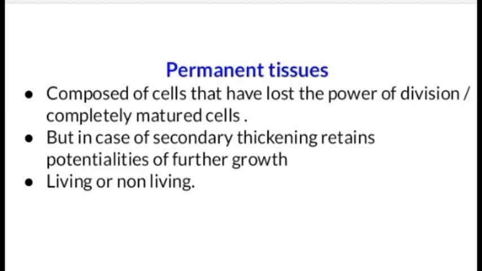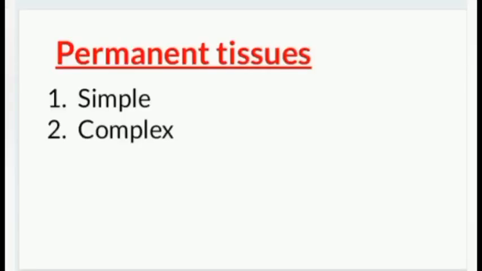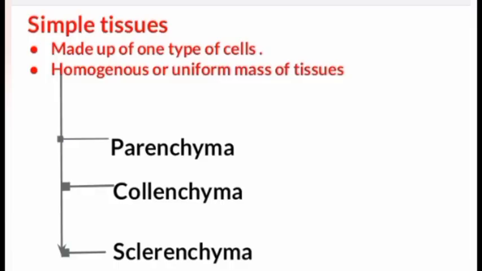Permanent tissues are composed of cells that have lost the power of division. They are completely matured cells, but in case of secondary thickening they retain potentialities of further growth. Living or non-living, permanent tissues can be classified into simple and complex tissues based on their constitutions. Simple tissues are made up of one type of cells, a homogeneous or uniform mass of tissues. They can be divided into parenchyma, collenchyma and sclerenchyma.